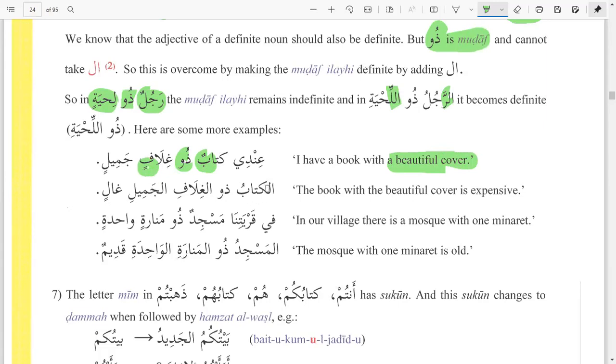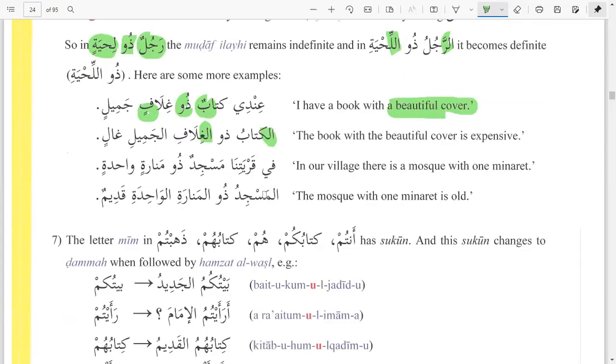Al kitabu is marifa, definite. So zu is definite. So mudaf ilay will be definite and it will take alif lam. Al kitabu zul ghilafil jamili ghalin. The book with the beautiful cover is expensive.